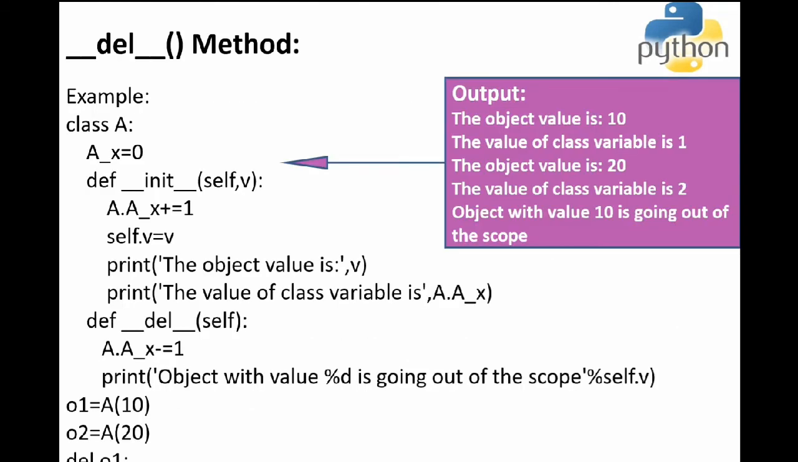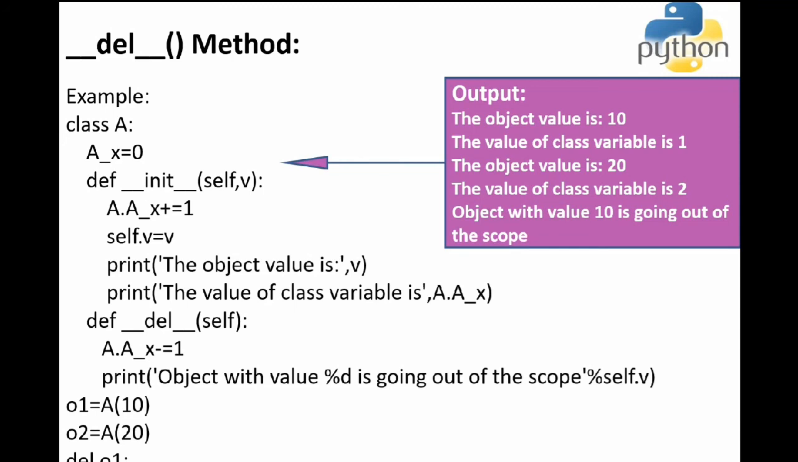I'm just showing you. You can see here that a_x is the class variable. So here there is a class A, and a_x equal to 0 is the class variable. This is the init method. Inside the init method, I have incremented the value of a_x by 1. I am keeping this a_x as a counter. Whenever an object is created, the init method is automatically called. So inside the init method, I am keeping a counter of the number of objects.